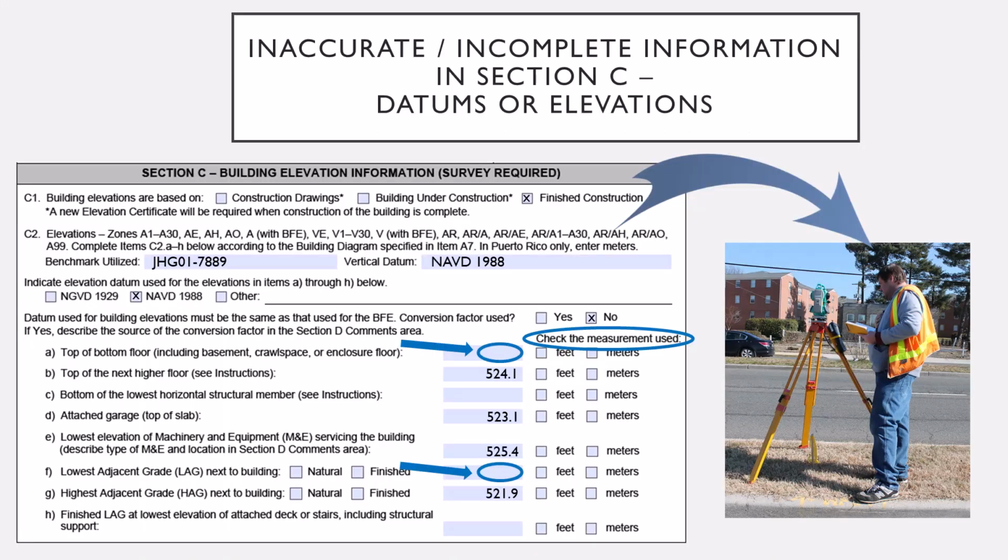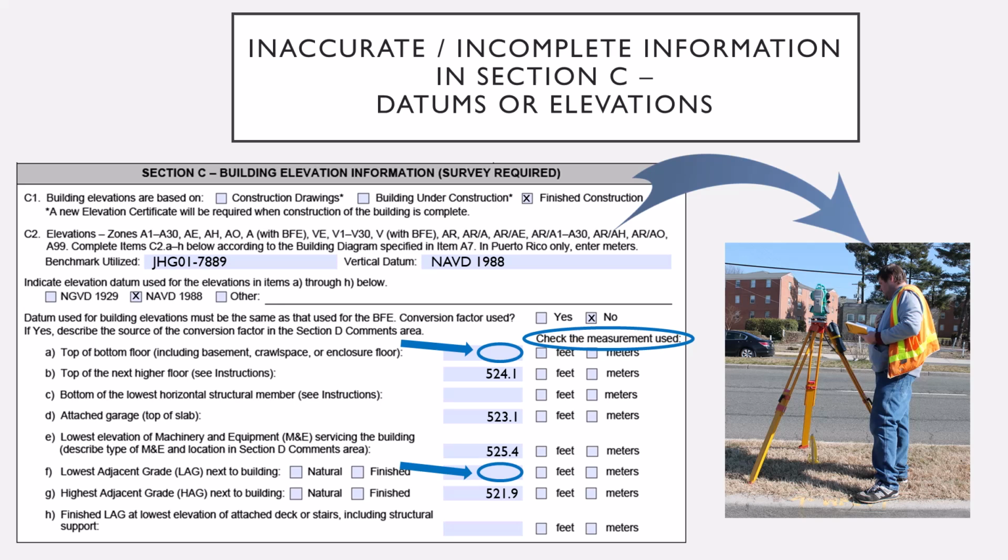Let's go through a quick example of when you would have the surveyor resubmit a corrected EC or create a new one in-house. Say you have inaccurate or incomplete information in section C as it relates to datums and elevations. You see in this situation, the surveyor left off the mandatory elevations for the bottom floor and the lowest adjacent grade. So, the best way to handle this is to return it to the surveyor and request a new certificate. Ideally, the surveyor adds the missing information and provides you with a new EC.